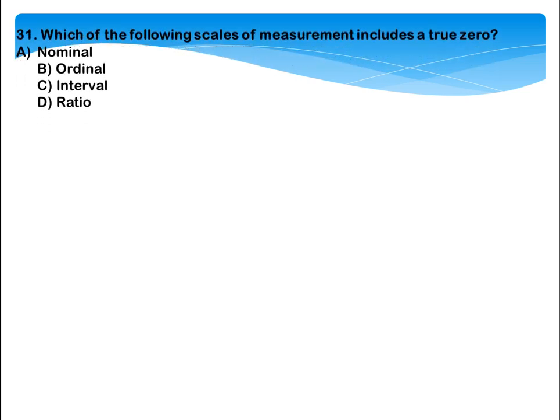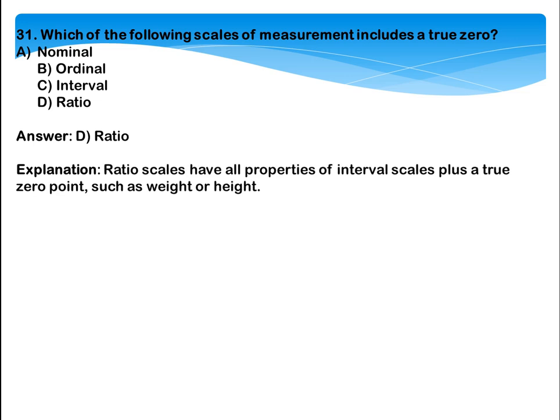31. Which of the following scales of measurement includes a true zero? A. Nominal. B. Ordinal. C. Interval. D. Ratio. Answer, D. Ratio. Explanation. Ratio scales have all properties of interval scales plus a true 0 point, such as weight or height.